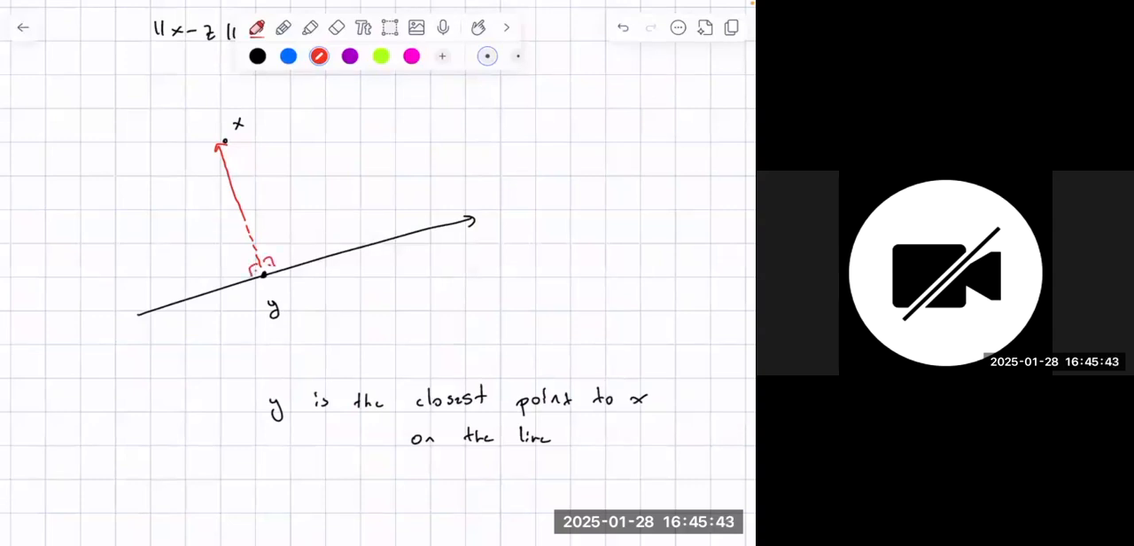And why? Well, if this is orthogonal, it would make sense. Let me pick another point, let's say z, right? And let's see if this z could be closer to x than y. Well, look at the distance in between. You will have your Pythagorean theorem, right? X to z, this distance, is always going to be bigger than this guy. So to make the distance smallest, looks like we just need to find the right angles. That's about it, okay?